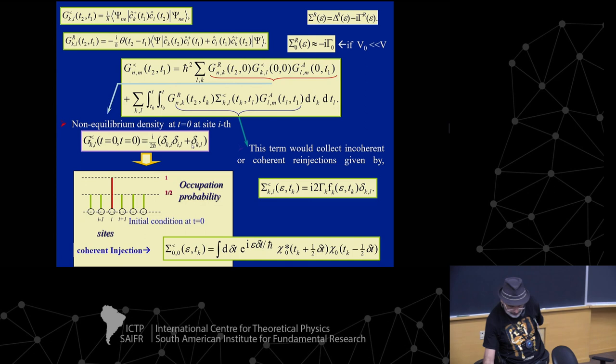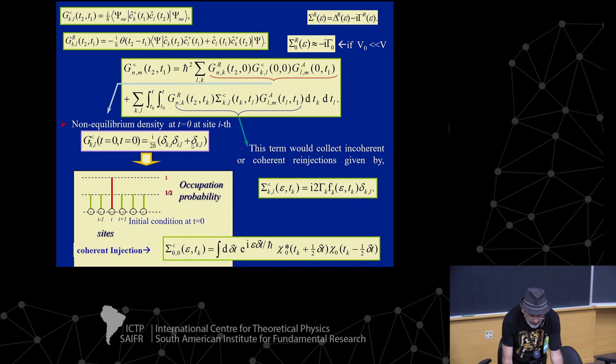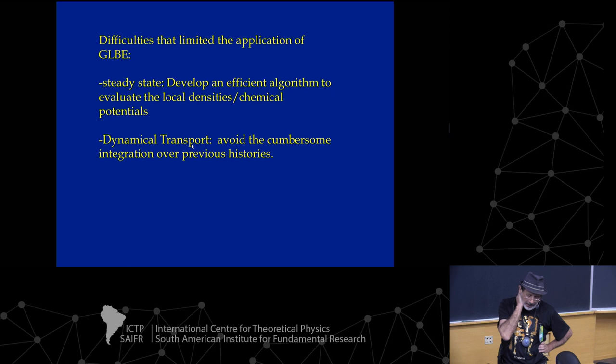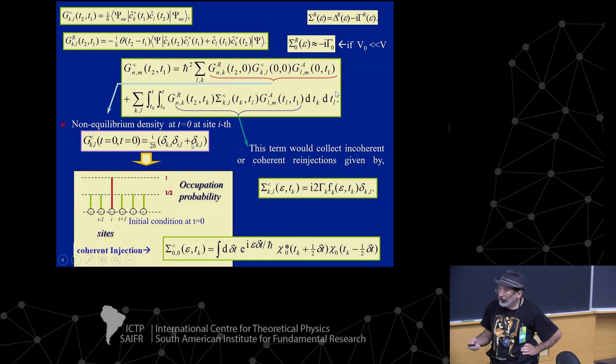It's not that I want to go into the details of this here, only show more or less the example. The difficulty that limited the application of this generalized Landauer-Büttiker equation, which is this linearized scale, is essentially that, numerically, I have to integrate over all previous histories, and this could be very cumbersome. We did it in a few cases that we could do analytically, and that's fine, but numerically it's quite complicated, because there is too much memory.